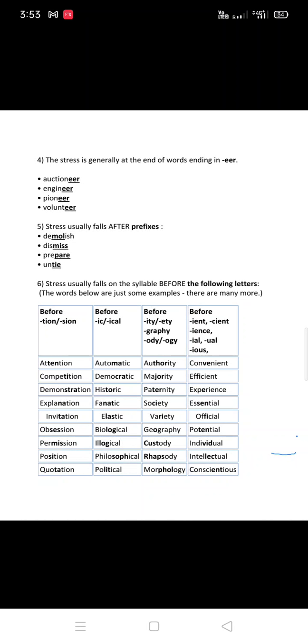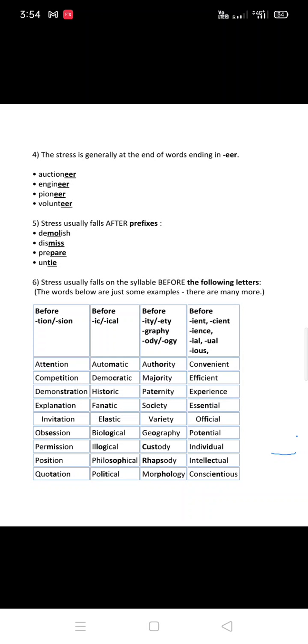Next rule, stress usually falls after prefixes. So, we have to give stress on the syllable after prefixes, like demolish, dismiss, prepare, or untie. Here de, dis, pre, or un, these are all prefixes, and stress usually falls after prefixes.